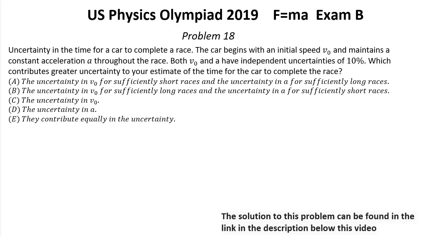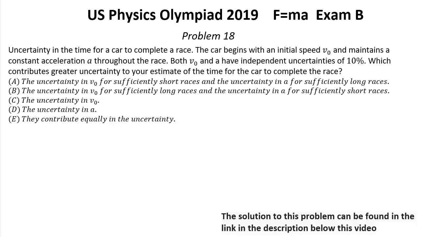Problem number 18. Uncertainty in the time for a car to complete a race. The car begins with an initial speed v0 and maintains a constant acceleration a throughout the race. Both v0 and a have independent uncertainties of 10%. Which contributes greater uncertainty to your estimate of the time for a car to complete the race?